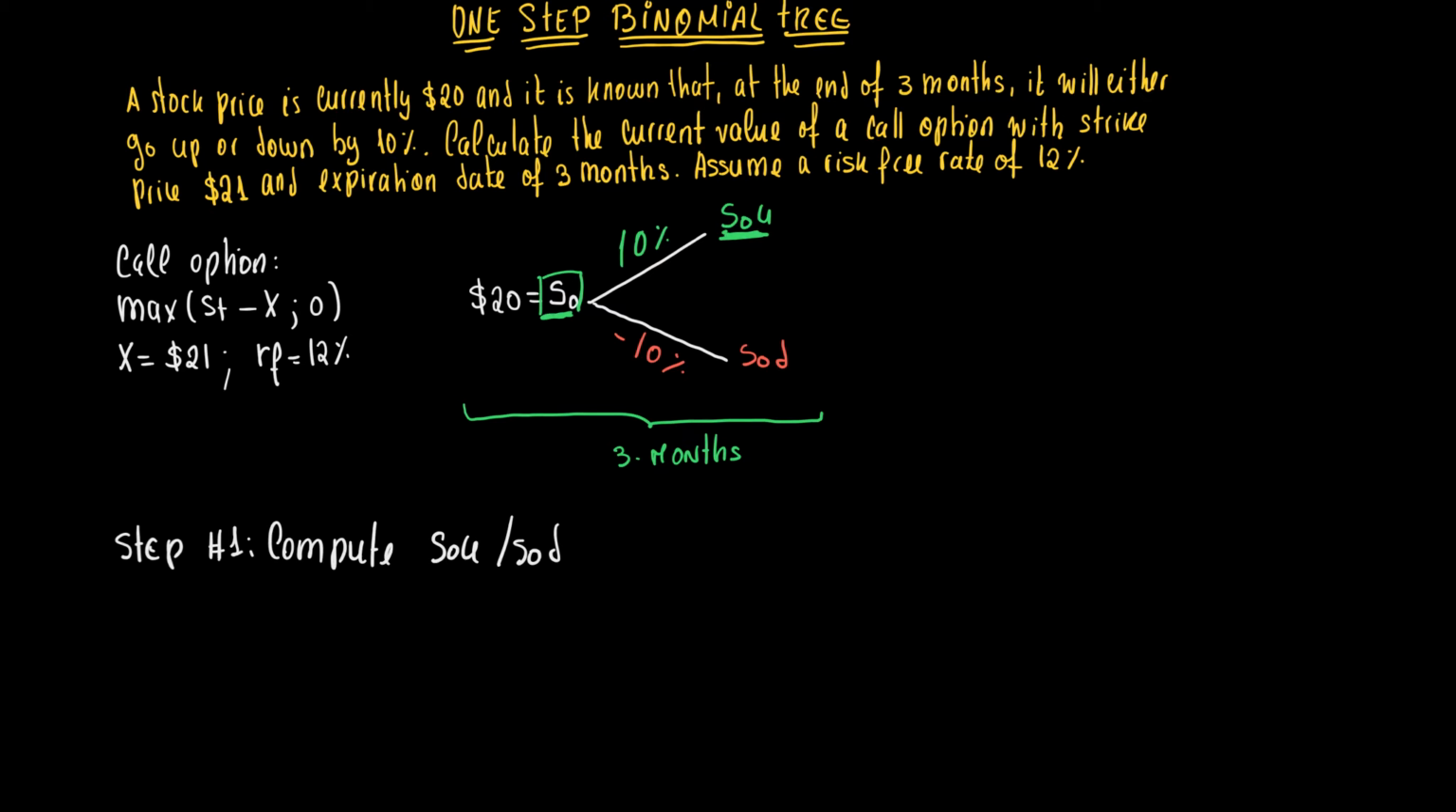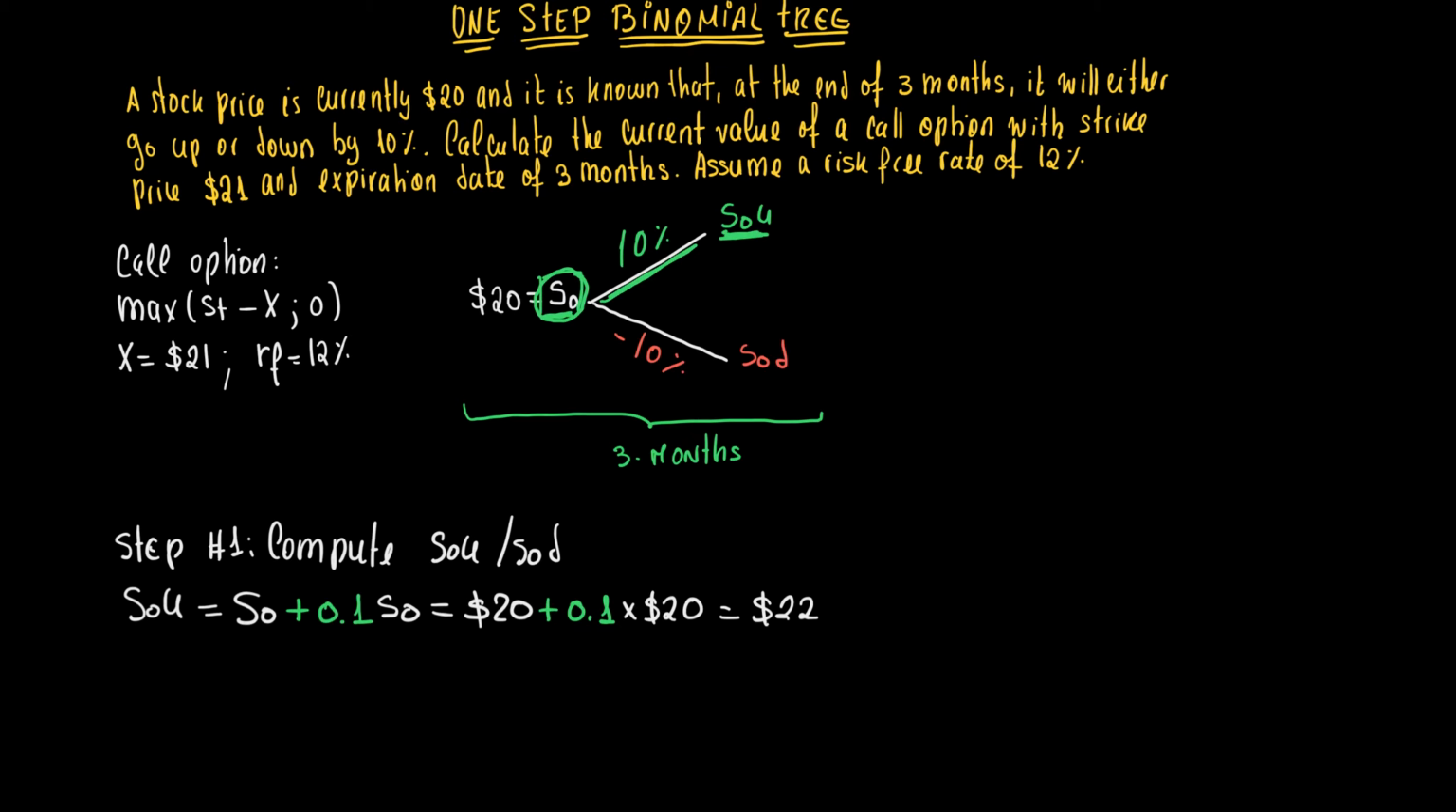It's quite simple. It's the current stock price increased by 10%. In other words, the stock price going up is nothing more than the current stock price plus 10% of this current stock price. If you substitute the values, this is $20 plus 10% of these $20. So this gives 22.